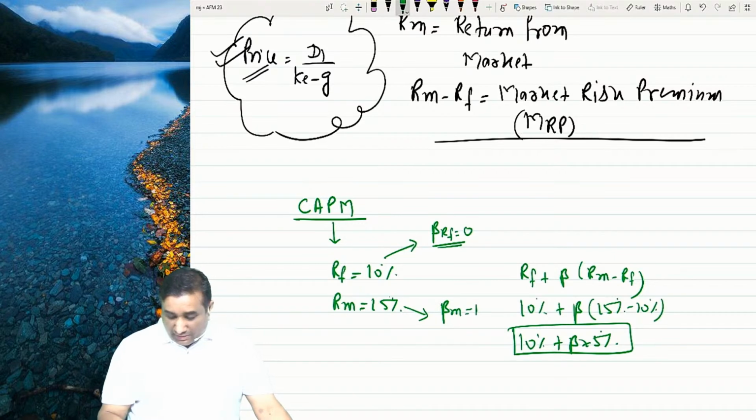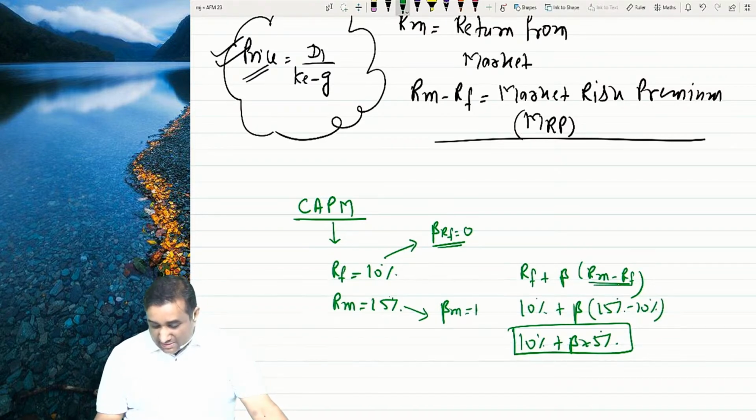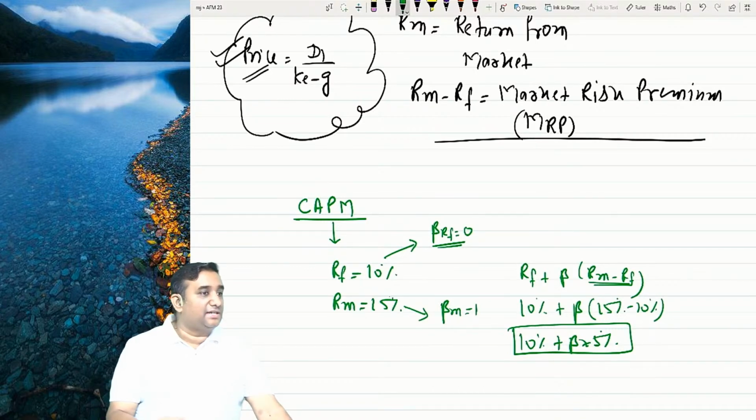The MRP, if I have to explain, is the excess return when the beta of the market is equal to 1. MRP is nothing but the excess return over the risk free.